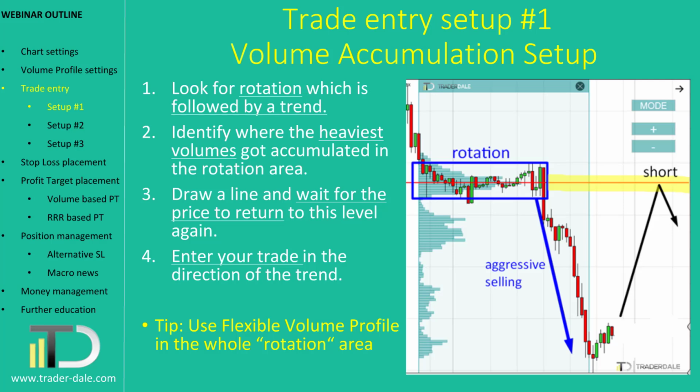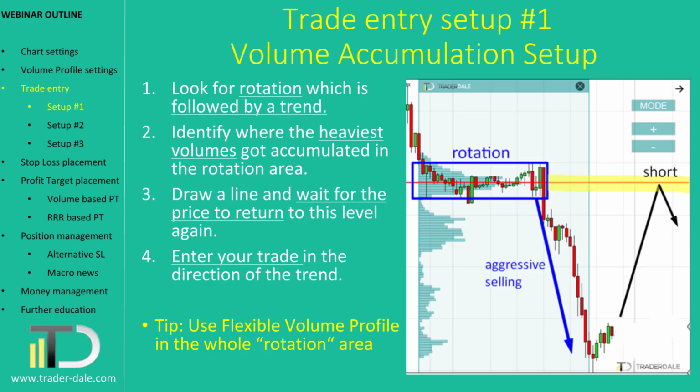The trade entry setup number 1, probably my most favorite one, is called the volume accumulation setup. I look for this setup when there is a rotation which is followed by a trend, and inside this rotation I identify where the heaviest volumes got accumulated in this rotation area, and after that I draw a line from the place where the volumes were the heaviest, and I wait for the price to make it back to this line. I wait for a pullback, and afterwards I enter a trade which is in the direction of the trend.